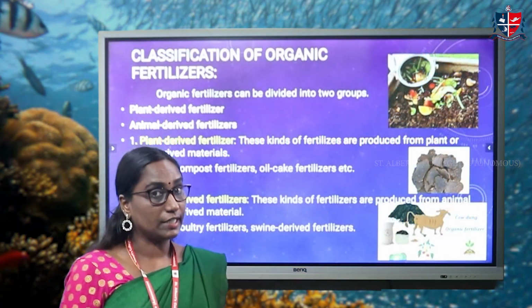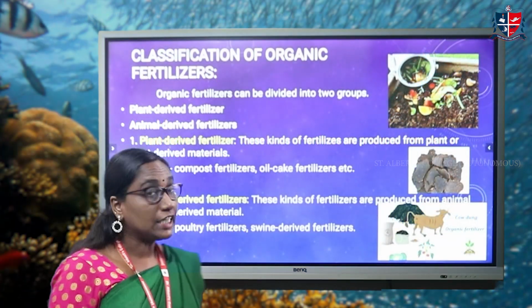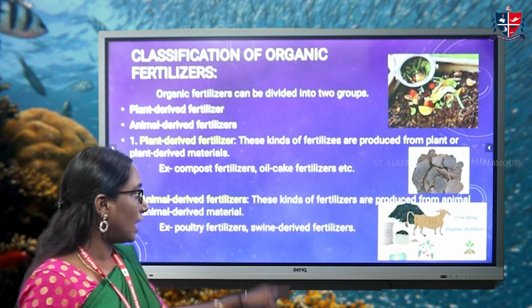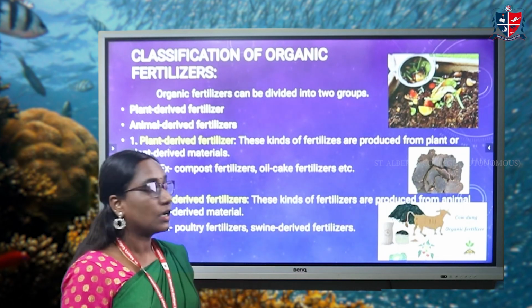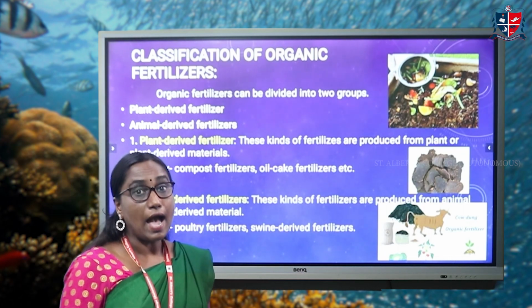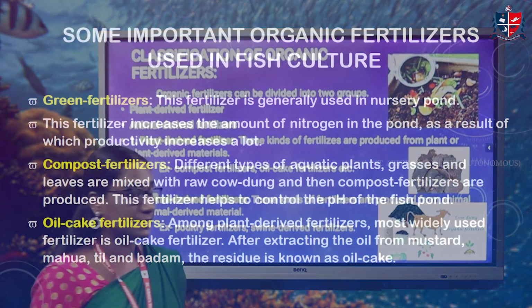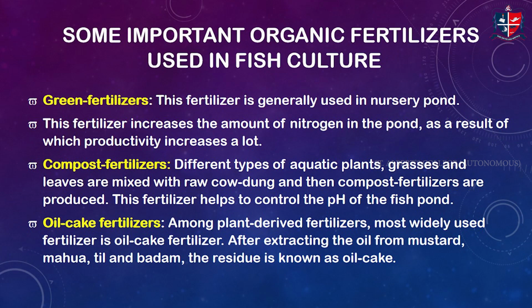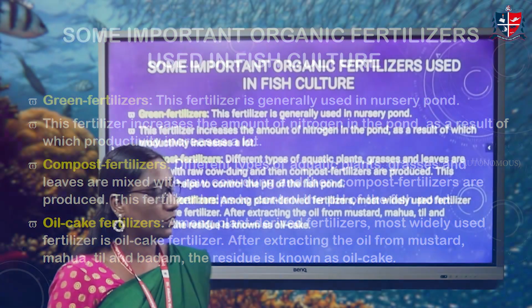These kinds of fertilizer are produced from animal derived materials. Example: poultry droppings, swine derived fertilizer, etc. The last one is cow dung. Cow dung also acts as an animal derived organic fertilizer. Some important organic fertilizers used in the fish pond.